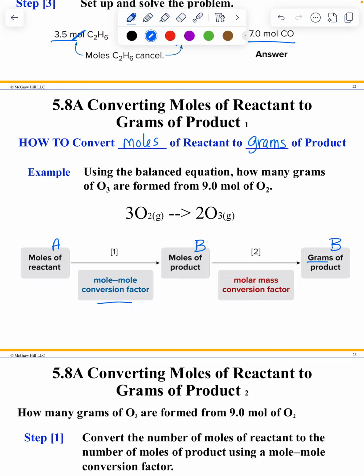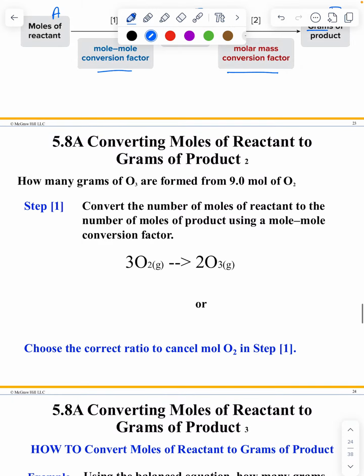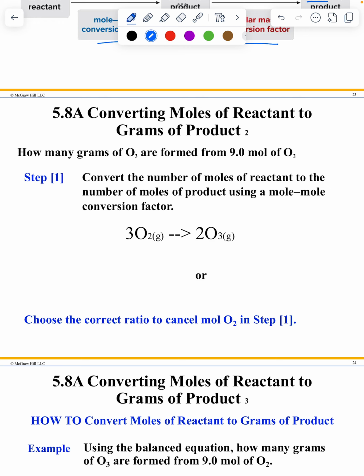All right, so step 1 is saying how many grams of O3 are formed from 9 moles of O2. So we've identified our given and our unknown. And our first step then would be to convert the number of moles of the reactant to the number of moles of the product. So we were given 9 moles of O2, which is our reactant, and we're asked to find how many grams of O3, which is our product.